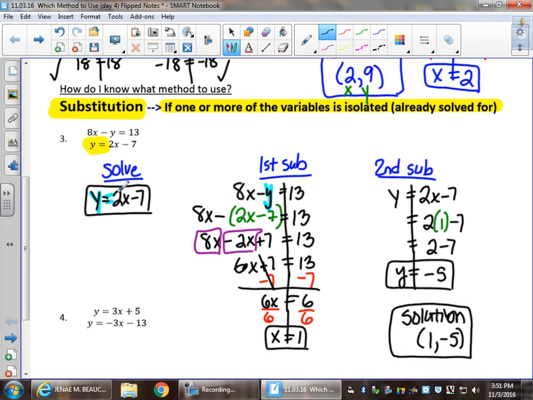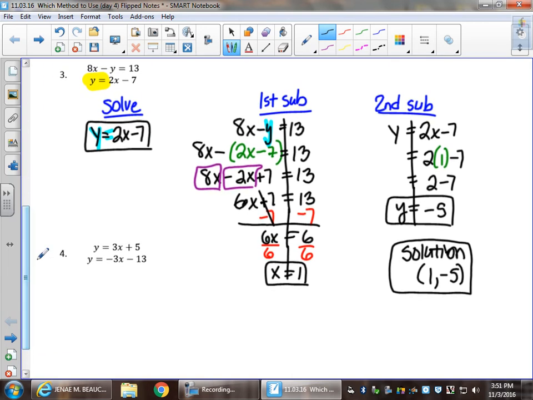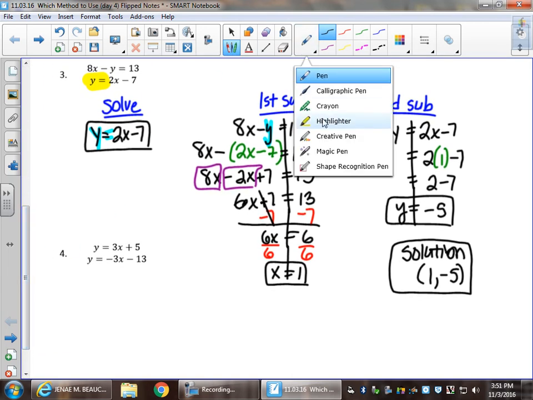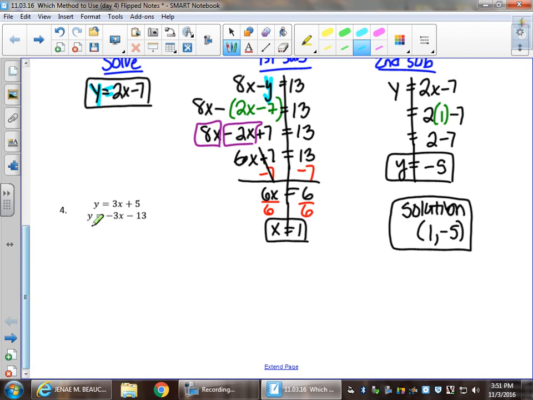So in number 3, we had an example where one equation is solved for y. Right away I know substitution. Number 4, what do you notice about number 4? When I look at the system I'm given, how many equations are solved for y? Both. Both are solved for y. They're both y equals.